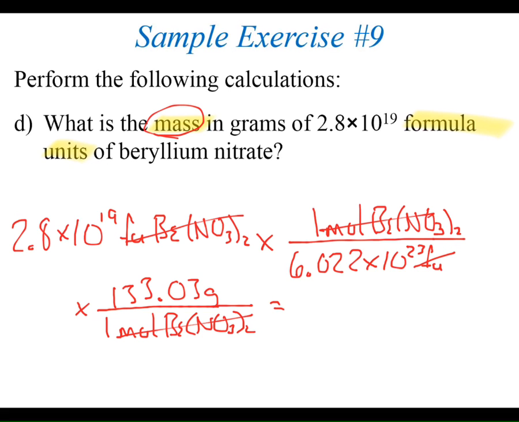Okay, so how many sig figs should I have? 2. So what is it? What'd you say, Aaron? 6.2 times 10 to the negative 3.